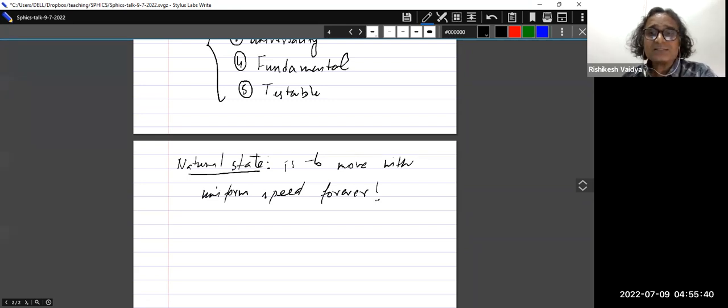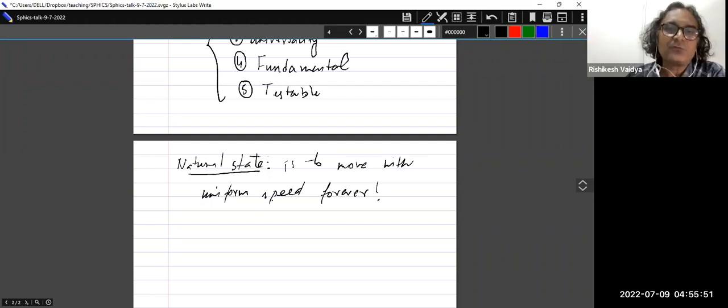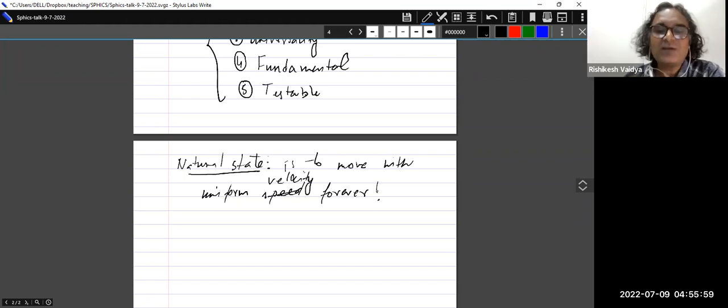Uniform speed forever. Okay, this is the natural state. I think you said it right earlier. You want to say velocity, right? You want to keep the direction also, right? Yeah, of course, so uniform velocity forever. I think this was the starting point.